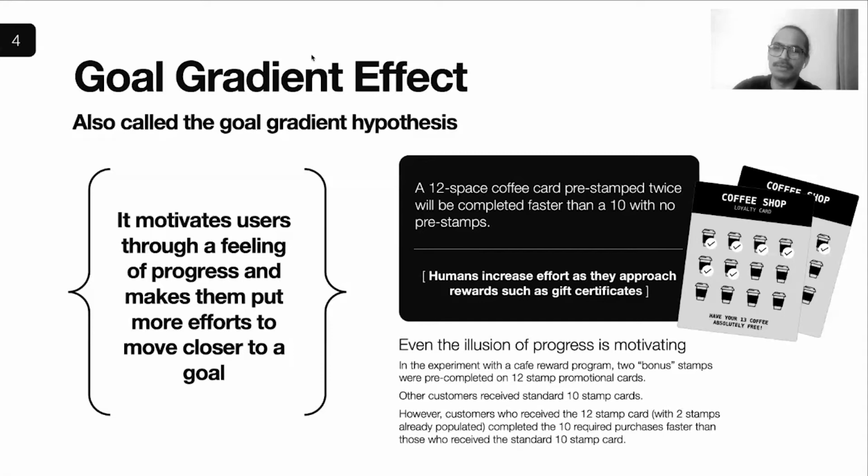So basically, an experiment was conducted in a cafe. Cards were printed and distributed among the users. The person who had 12 spaces had 2 extra stamps. It was mentioned on the card that the 13th coffee would be free. The people who got extra stamps were able to buy more than the people who had not got stamps, even though both needed 10 purchases. This experiment was successful, and it's a very good example of the goal gradient effect.